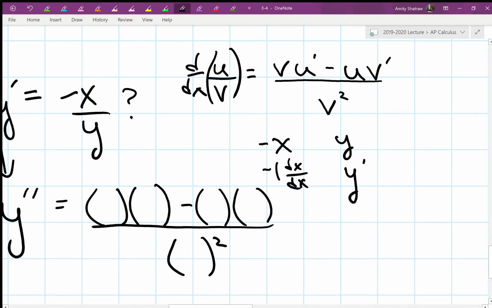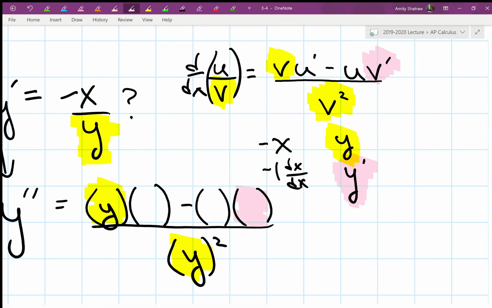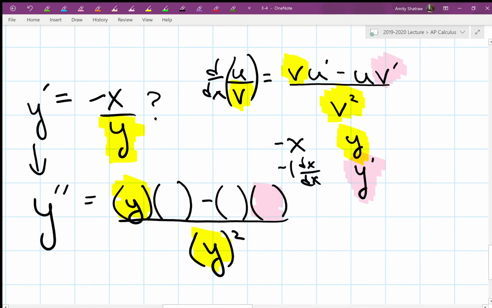And I'm going to do a little bit of color coding for you. If I have v squared, that's the thing in the bottom, that's y, and I want to put it right there. And I also want to put it right here. So I'm plugging in my y and my y. Next, what about this piece right here? I want to write down what v prime is. v prime is the derivative of y, and I'm going to put it right there. I don't actually have to plug in the derivative of y right here. If I don't want to, I can just say y prime.